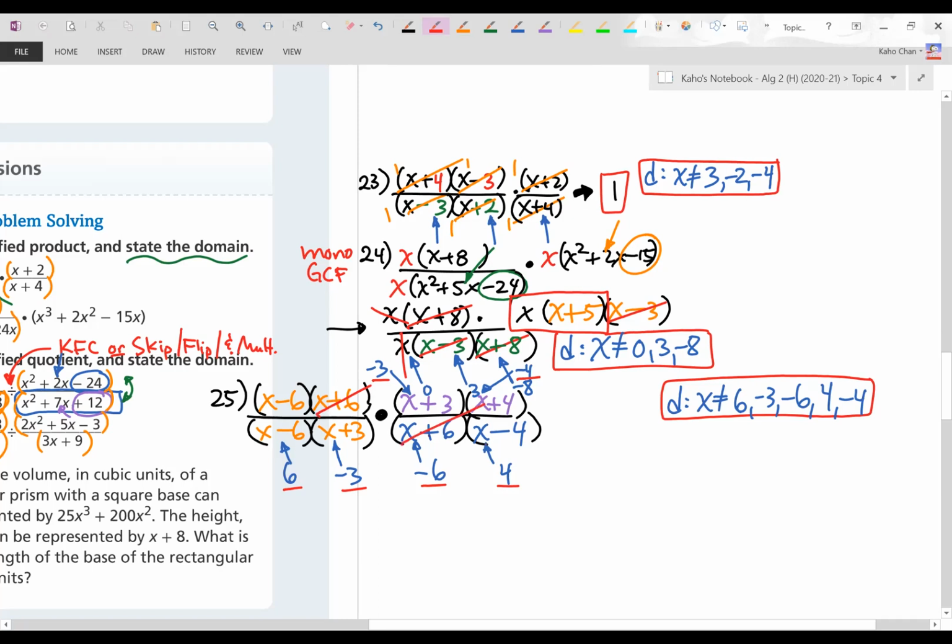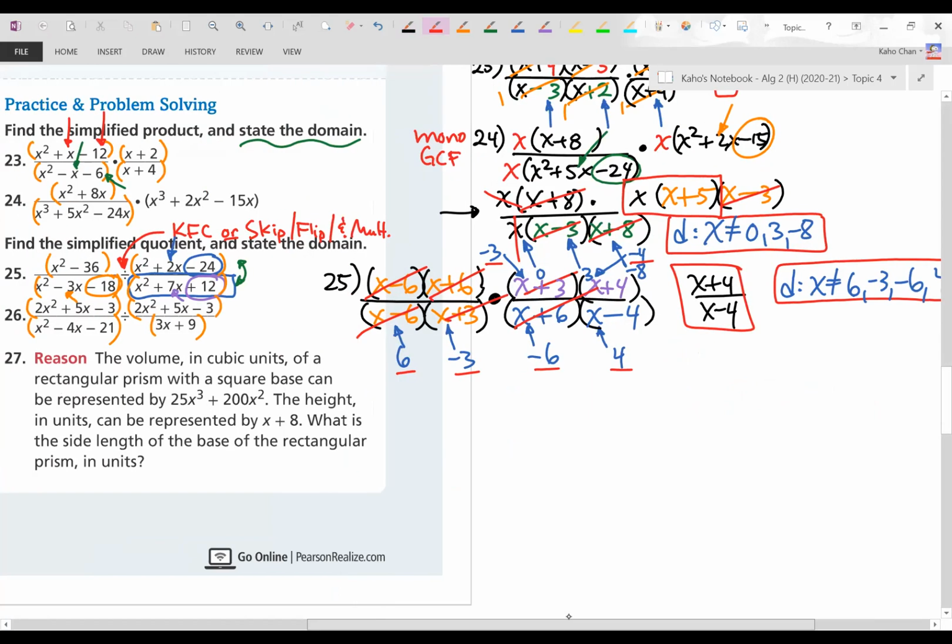x plus 6 goes away. Woohoo! x plus 3 goes away. x minus 6's go away. And there it is, my simplified rational expression: x plus 4 divided by x minus 4. Woo! Crazy.